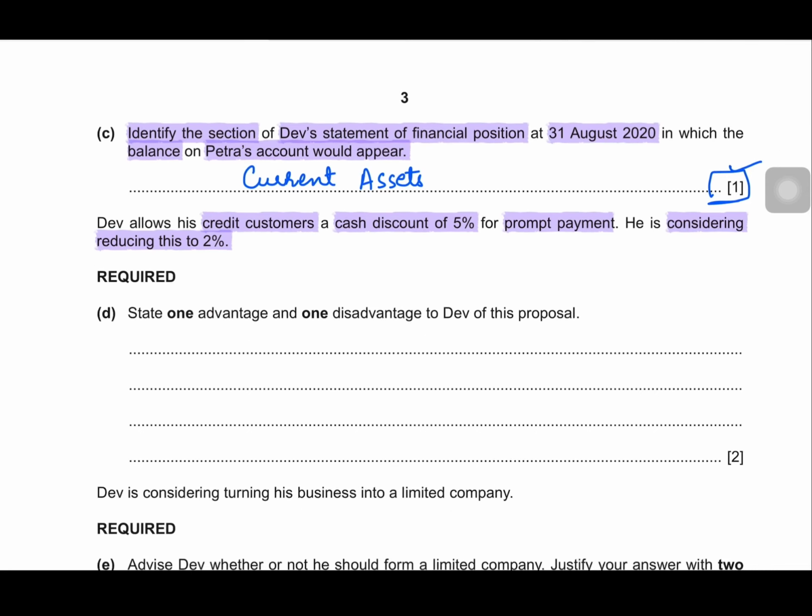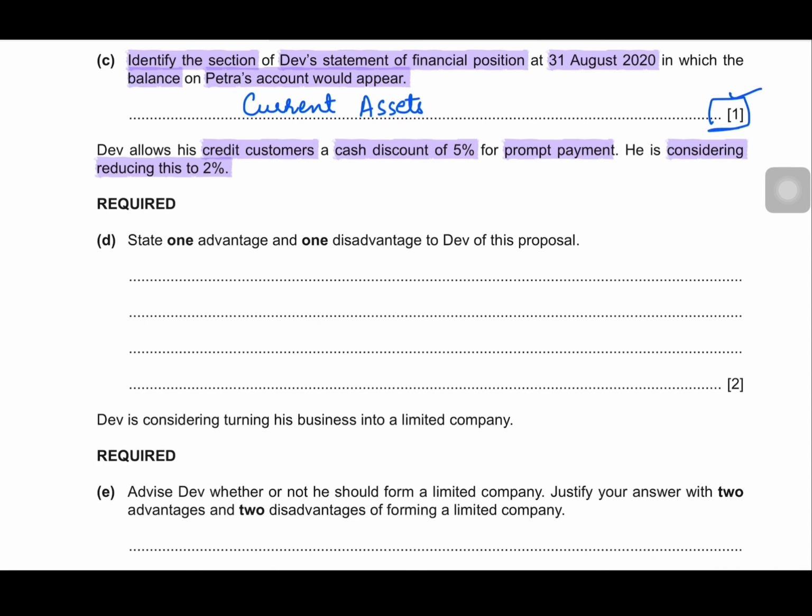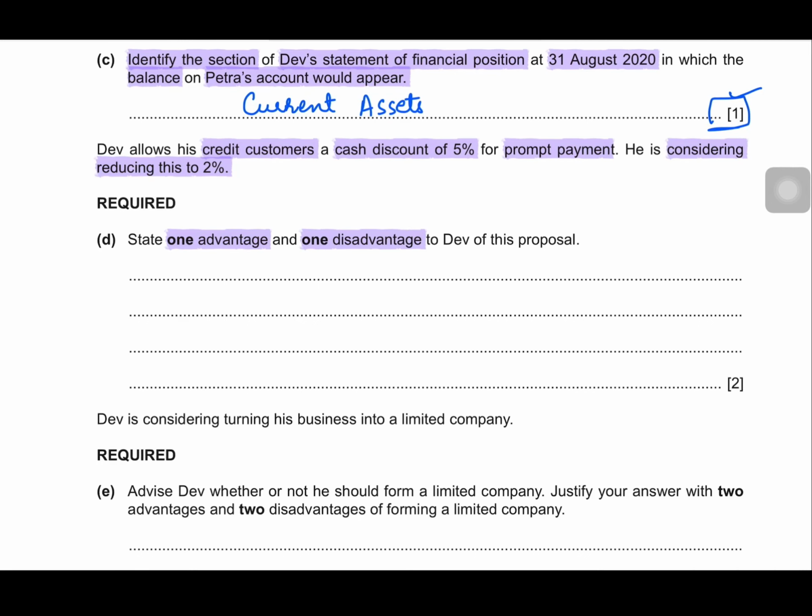Now what is the examiner asking from you? The examiner is saying state one advantage and one disadvantage to Dave of this proposal, that what will be the benefit and what will be the drawback if he implements this proposal, that reducing the discount percentage from 5% to 2%. Let's brainstorm first, and then I'll show you how you can write this answer.